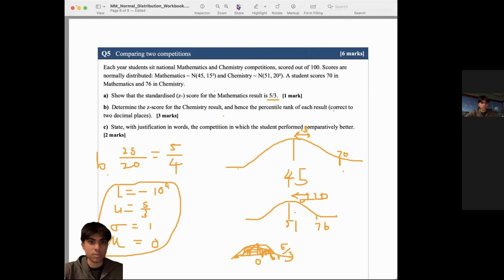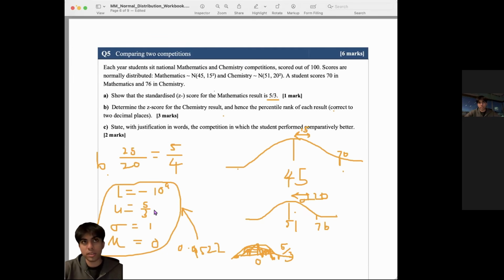Based on putting these numbers into the calculator, you should have gotten 0.9522, which is going to be the 95.22nd percentile. The chemistry percentile is going to be less than this because the z-score is less. So we do know, based on this, that we can rank them, and they clearly did better in mathematics than chemistry because the z-score is further away from the mean.